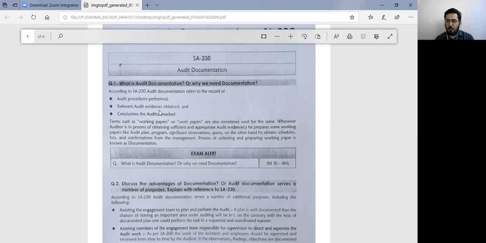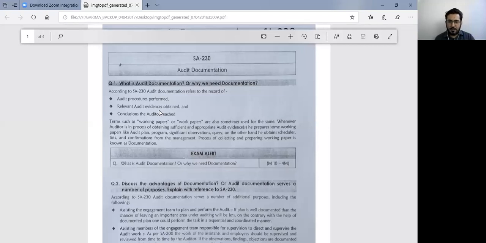Again, audit documentation is nothing but a record of three things. First, what audit procedures you have performed. Second, what are the relevant audit evidences that you have obtained. And third, what conclusions have you reached based on the audit evidences that you have obtained. This entire phenomenon is known as audit documentation. The process of collecting all the working papers and the process of preparing all the working papers is known as audit documentation. Are you understanding it?